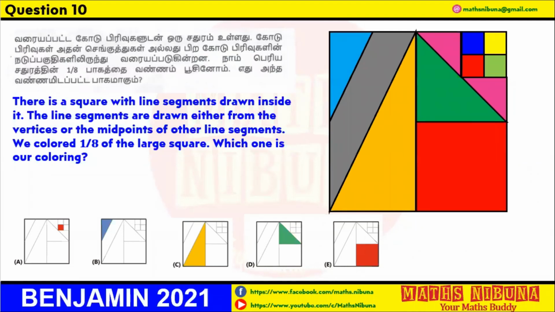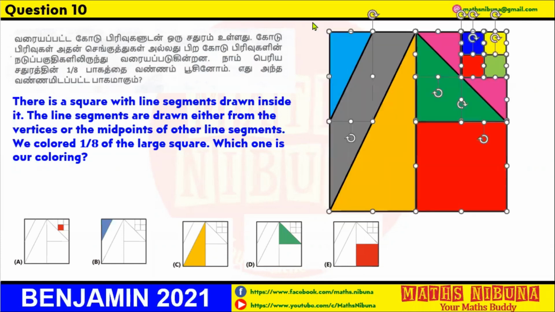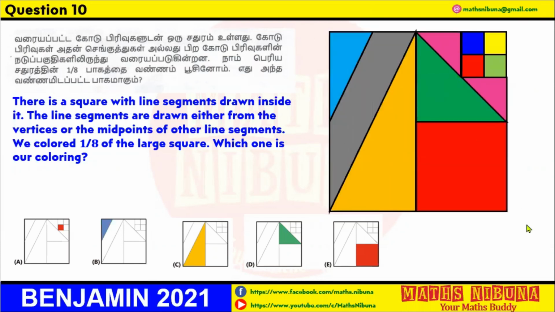Okay, there is a square with line segments drawn inside it. The line segments are drawn either from the vertices or the midpoint of other line segments. We colored 1/8. Actually, here I show all the colors to make it more interactive, but actually they said they only colored 1/8 of the large square. So now your job is to find which color is equal to 1/8 of the large square.